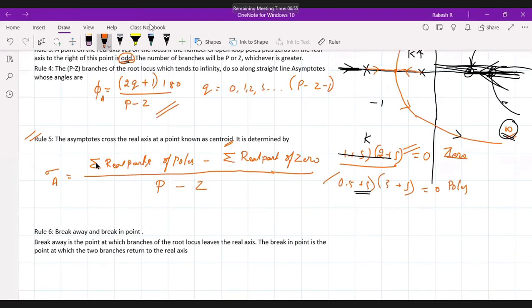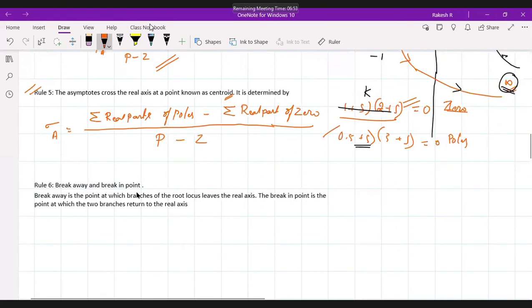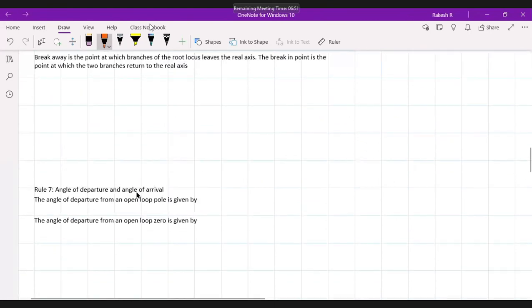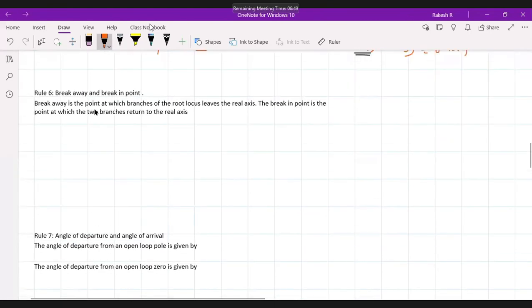Now, next one is the break away and break in point. Break away point means the point at which the branch of root locus leaves the real axis. If it leaves the real axis, that will be the break away point. If it comes and merges with the real axis, that is called a break in point. I'll write break away point here, BAP.